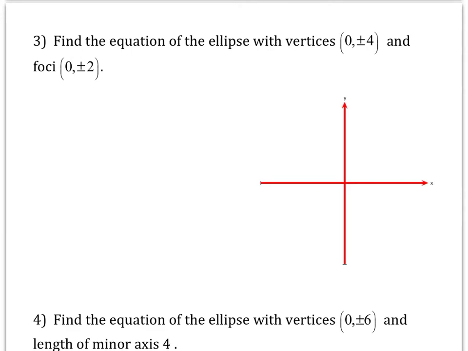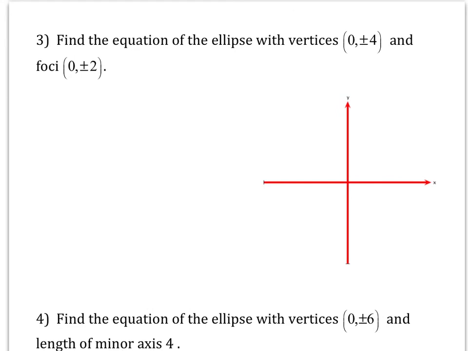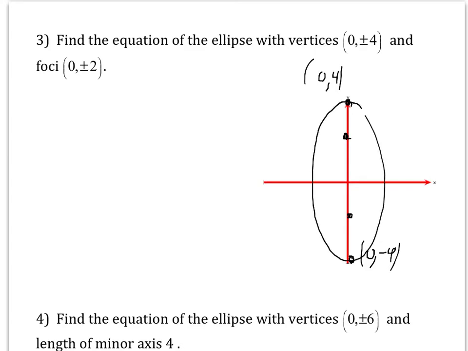Okay, let's look at this. So now we're just trying to find the equations. It might be nice to sketch a graph once in a while. The vertices are plus or minus 4, 0 plus or minus 4. So doesn't that tell you that you're going to have vertical foci, right, along the y-axis? The foci are going to be at 0, 2, and 0, negative 2. So the graph is going to look kind of like this.